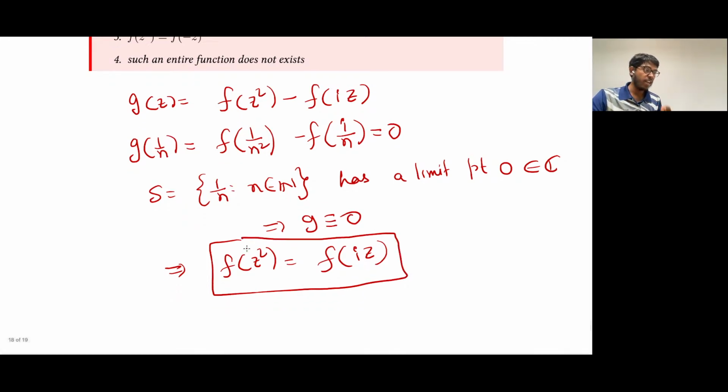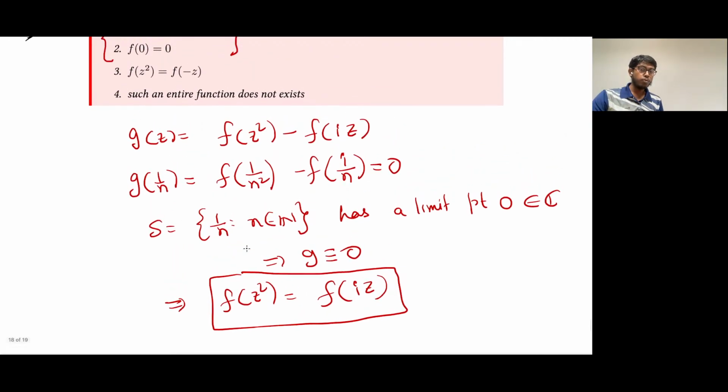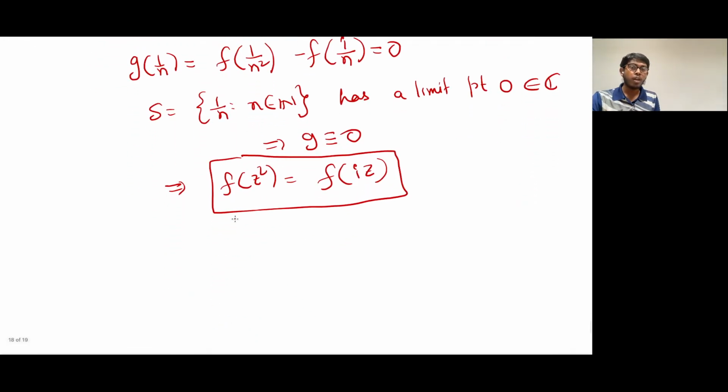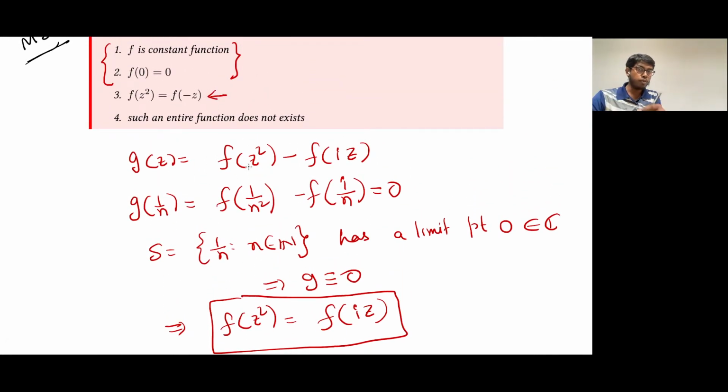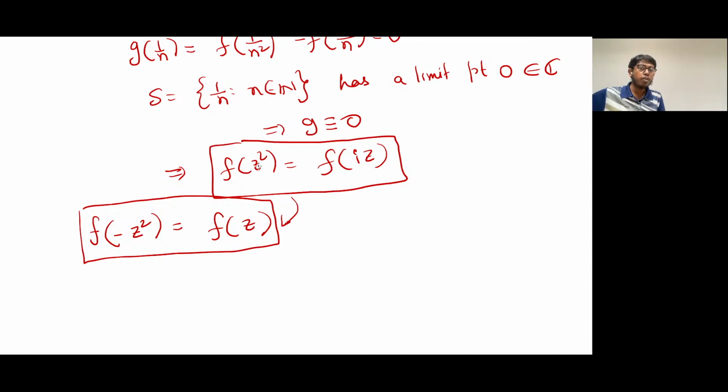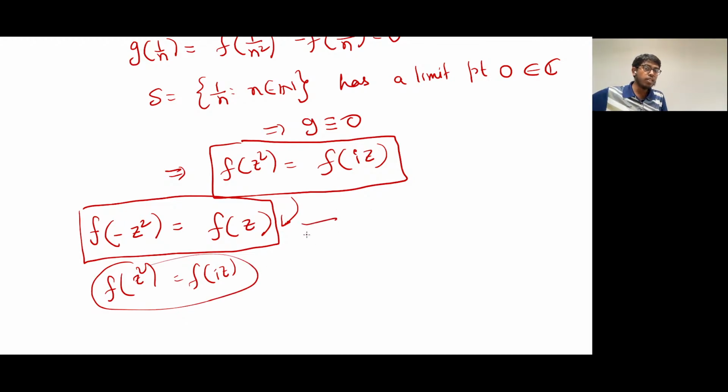Okay, right. Now I need to see whether this condition implies that f is a constant function or not. So first of all, let's see whether this is correct. Of course, f of z square is equal to f of iz. You can write this as f of minus z square equals f of z. This is equivalent to this. Why? Because if I put iz, then that's f of z square equals f of iz.